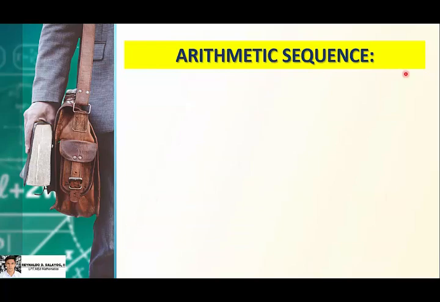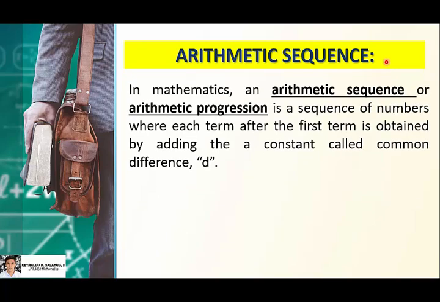Now, what is an arithmetic sequence? In mathematics, an arithmetic sequence or arithmetic progression is a sequence of numbers where each term after the first term is obtained by adding a constant. And this constant is called the common difference, denoted by variable d. Take note, this is a type of number sequence wherein the next or successive term is obtained by adding a constant to a preceding term.